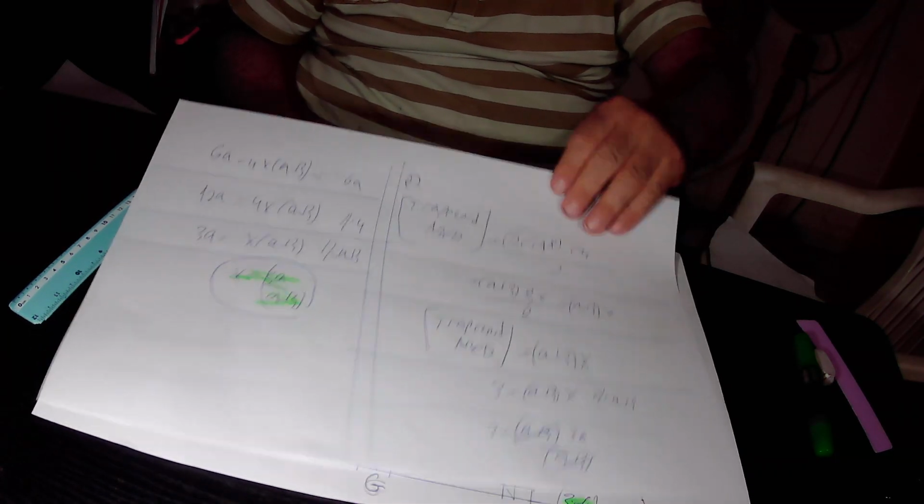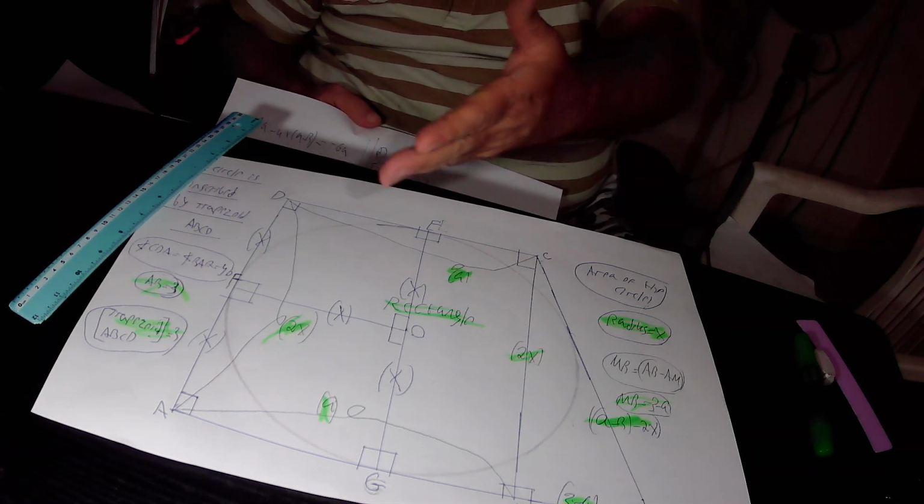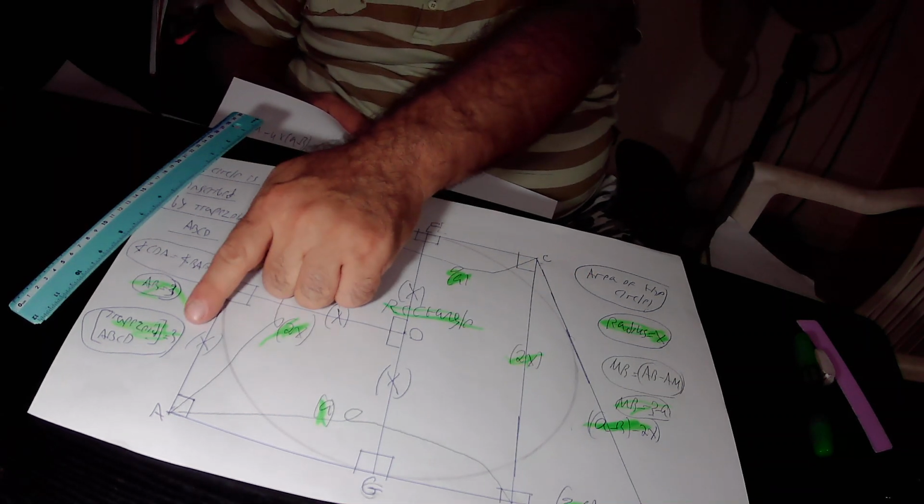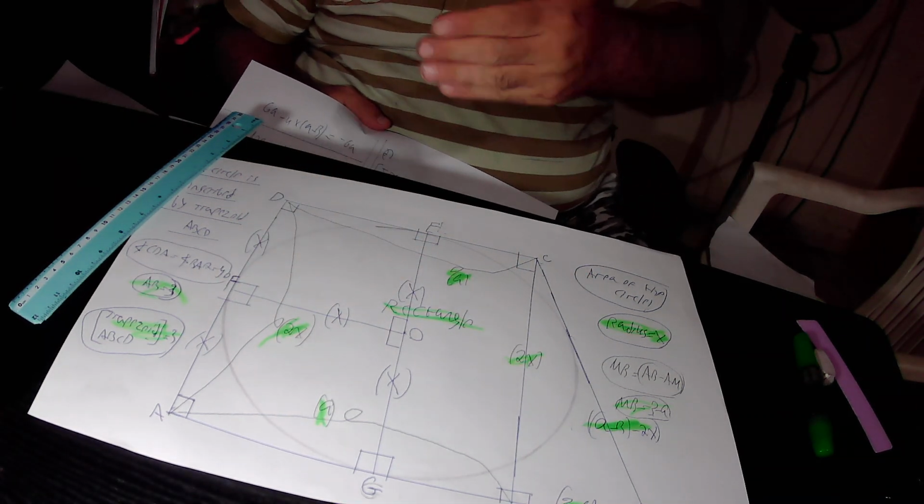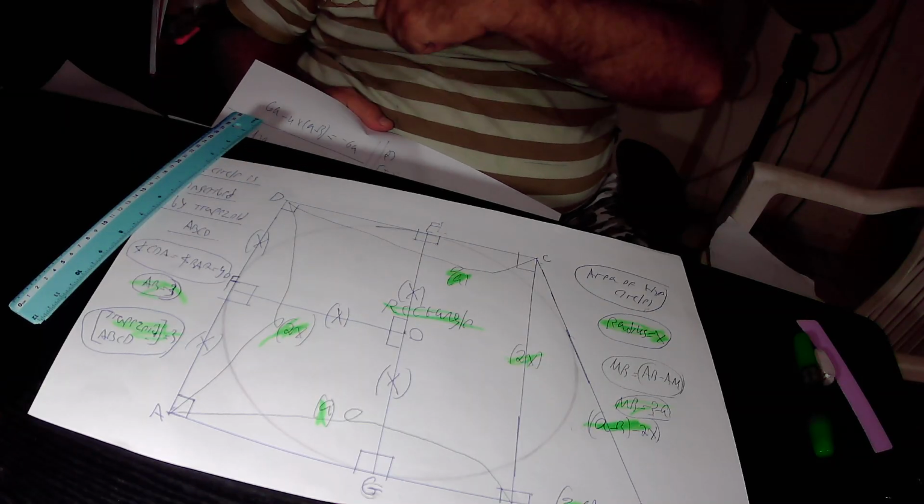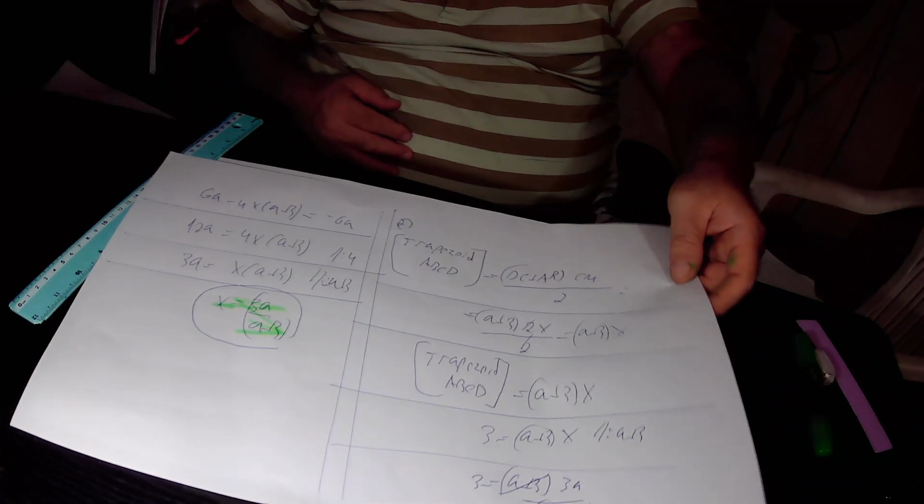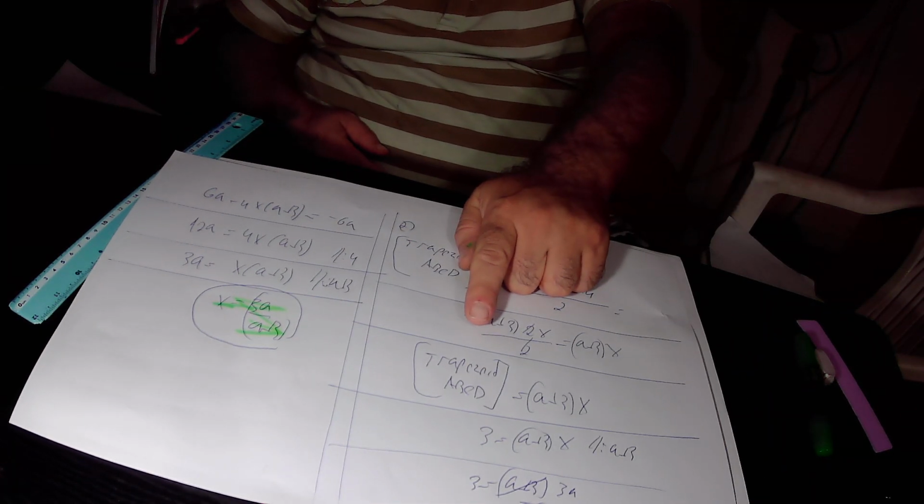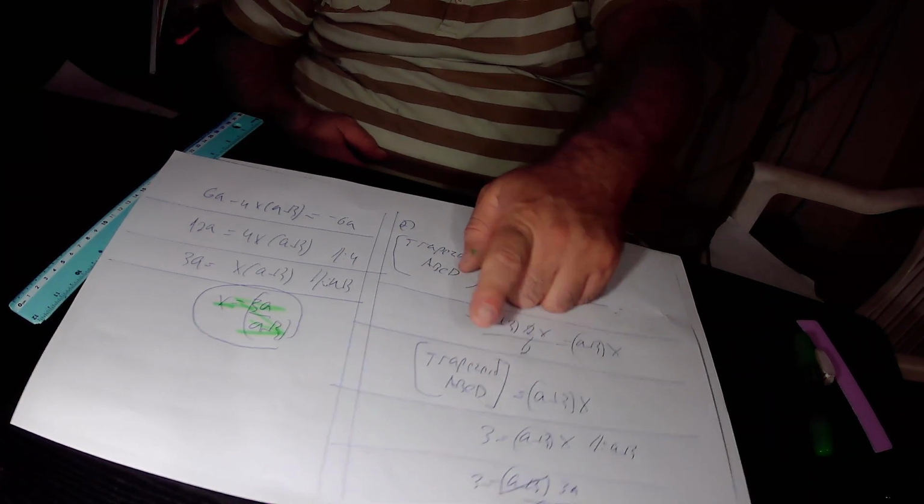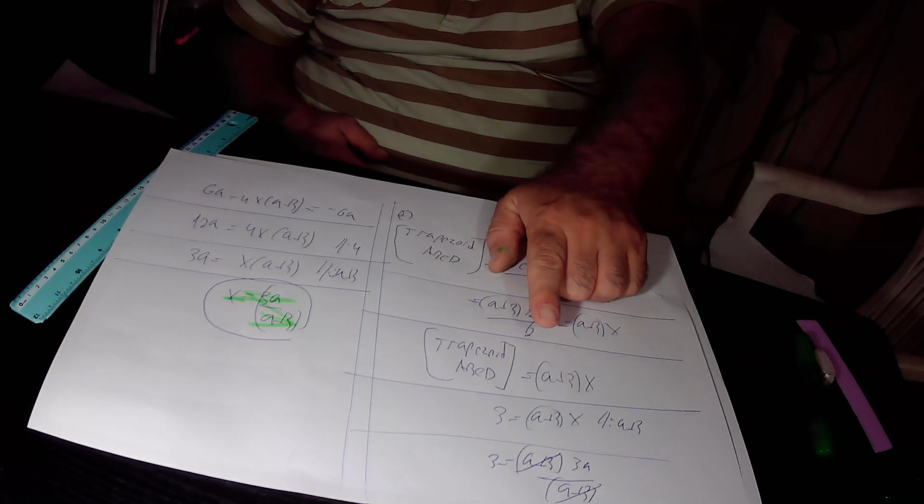But it is given in the question that the area of this trapezoid ABCD equals 3 square units in its size. Therefore we can substitute the area of trapezoid ABCD by 3 square units. So 3 equals a plus 3 times x.